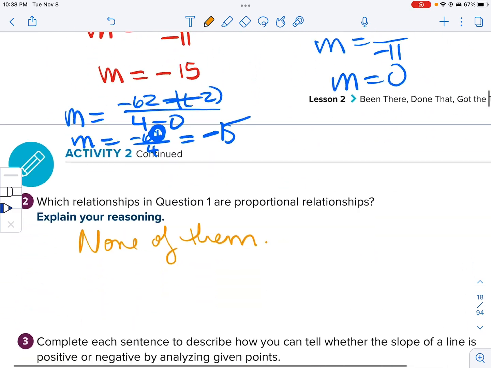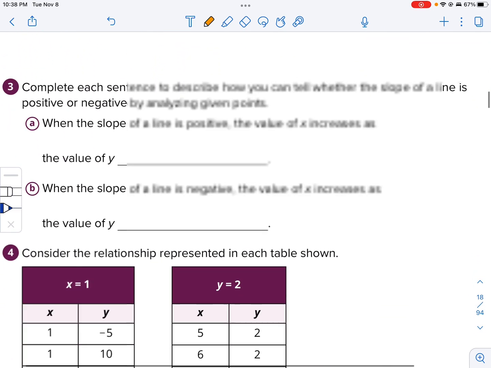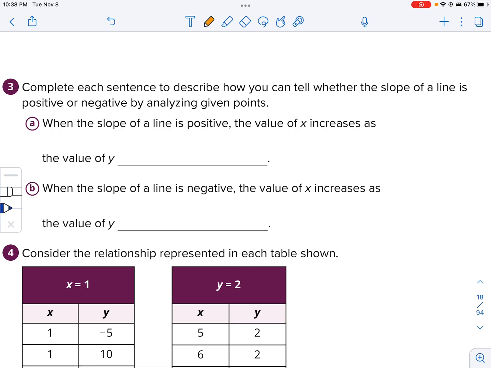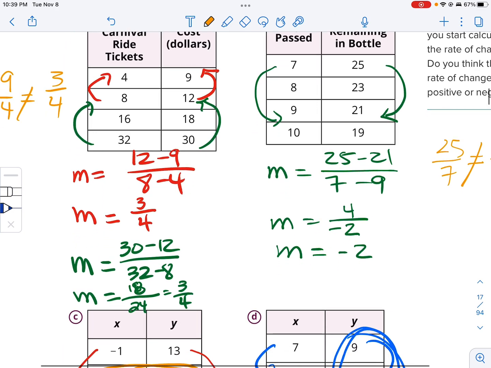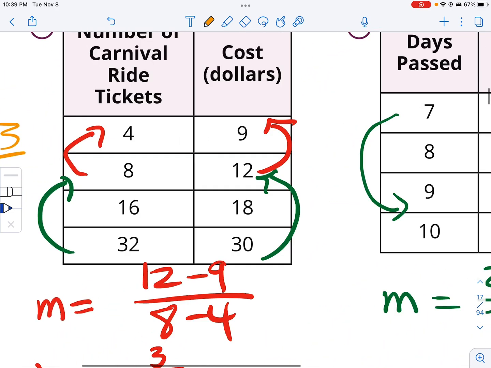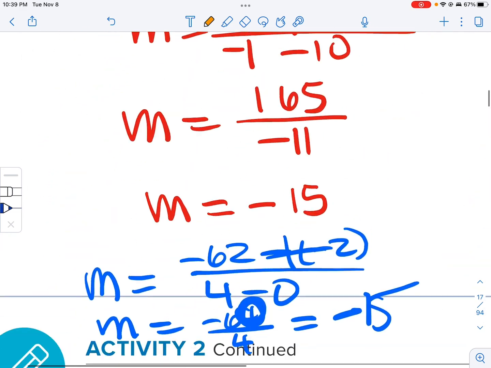No, I didn't. Okay, complete the sentences to describe how you can tell whether the slope of the line is positive or negative by analyzing points. When the slope of the line is positive, the value of, okay, so x is increasing. So let's look at this one that was positive. As the x got bigger, what did the y's do? Look at the y values. They also got bigger. So they increased also.